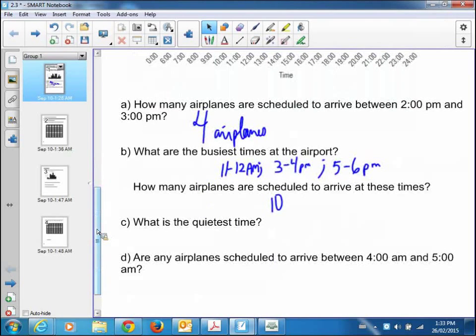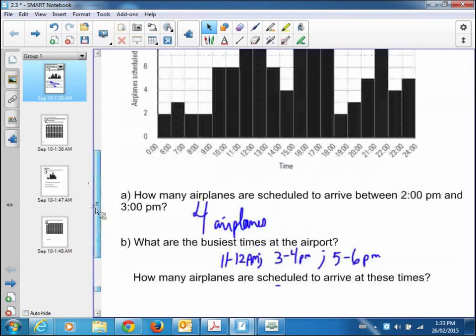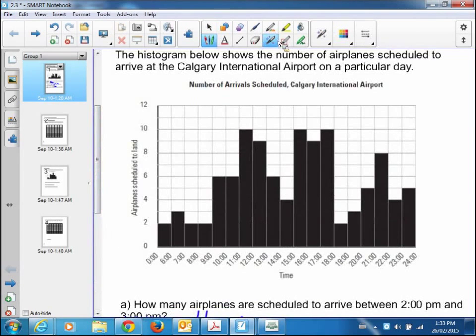And the quietest time? That's between midnight and 6 in the morning, so 0 to 6, right? That's when the least amount comes in. Right? Midnight to 6. Are the planes scheduled to arrive between 4 and 5 a.m. in the morning? Now this doesn't really tell you that because it goes from 0 to 6. We don't know, they all could have come in at 12:30 or 1 o'clock in the morning. We can't tell on this graph. It's not detailed enough to tell us between 5 and 6, right? It's not broken down. Okay. Can't tell.